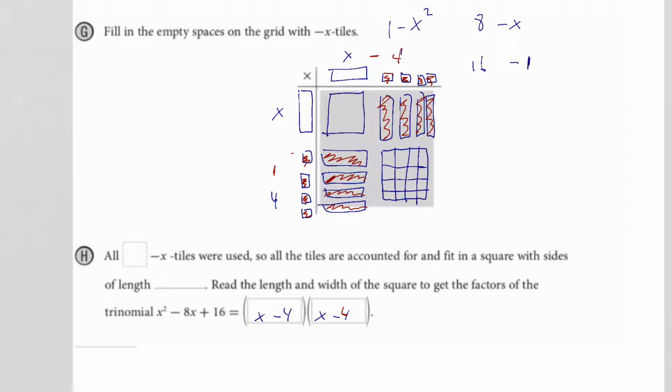This is the trinomial, right? 3 terms. 1 term, 2 terms, 3 terms. So this here is a trinomial. And it's a perfect square, because this is essentially x minus 4 squared. You're multiplying them twice. And then what else? We used all the negative x tiles, and that made the side length essentially x minus 4.